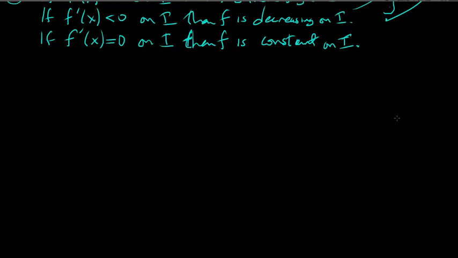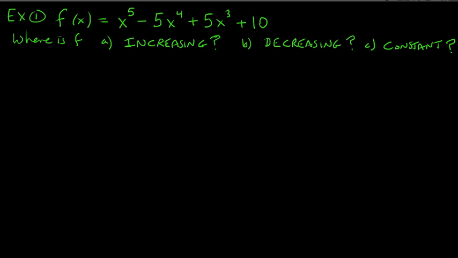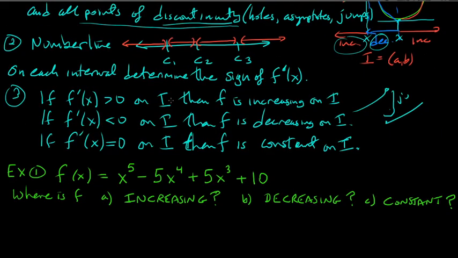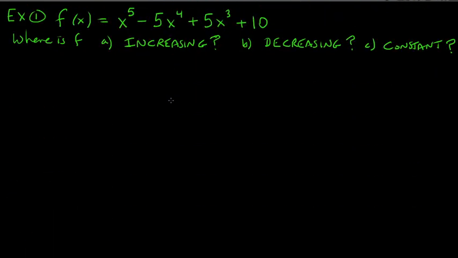Okay, so let's just do an example. Okay, so here's our first example. We're given a function. It's going to be x to the 5th minus 5x to the 4th plus 5x cubed plus 10. And we want to know, where is the function increasing, where is it decreasing, and where is it constant? Okay, so remember, step one is to find the critical numbers.